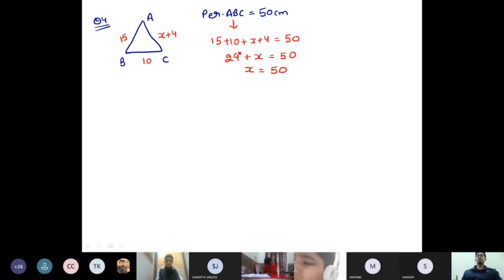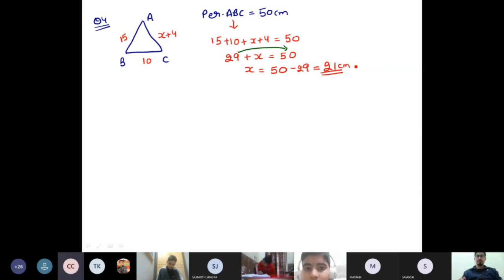The 29 is in addition; when it goes to the other side, it will be in subtraction. If I subtract them, it will be 21. So 21 centimeter is my required answer. Is this clear to everyone?